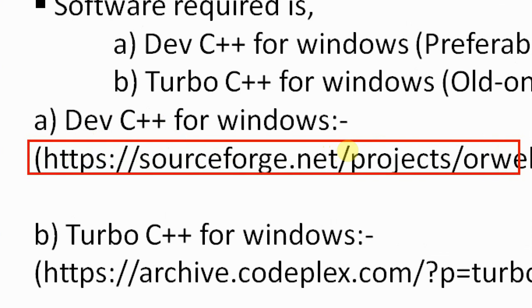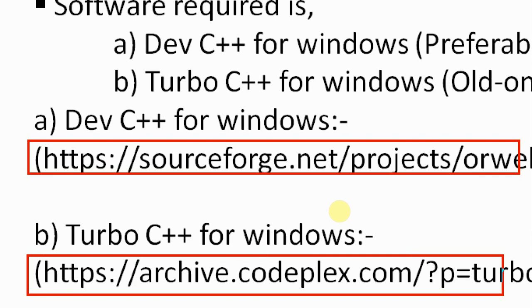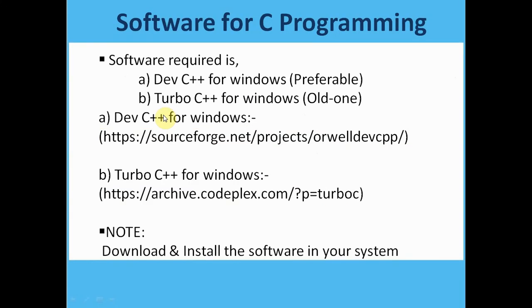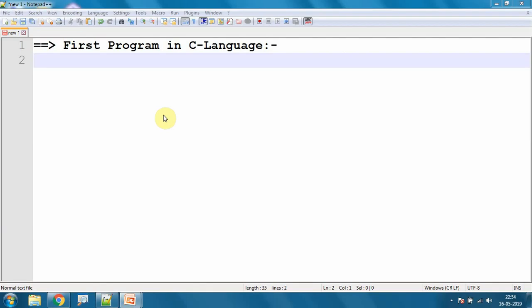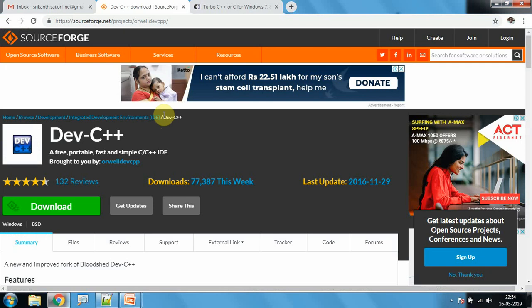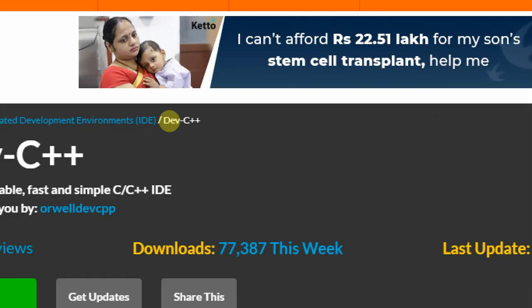And the next software which is used for C programming development is Turbo C++ for Windows. You can open the Google search and type Turbo C++ for Windows and you can select this website, archive.codeplex.com. Right, so I'm going to open the browser now and I'm going to show you these two websites.